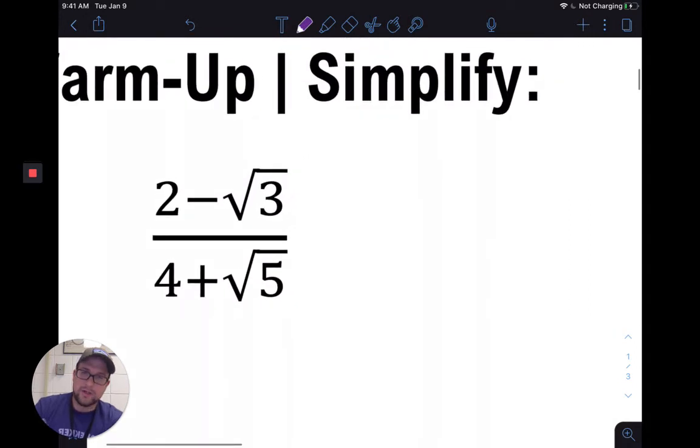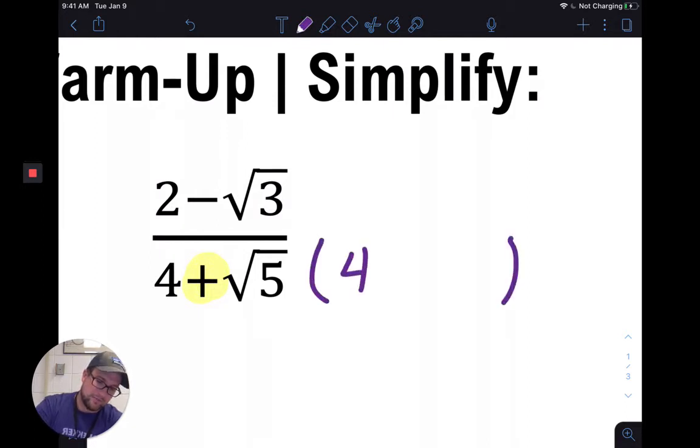So looking at this problem, this is a rationalizing the denominator problem. We don't want to have any radicals in the bottom, so we got to find a way to get rid of that. Remember, whenever you have this plus or minus, you got to remember to multiply by the conjugate. So you would multiply this by 4 minus the square root of 5, and whatever you do to the bottom, you also got to do it to the top.